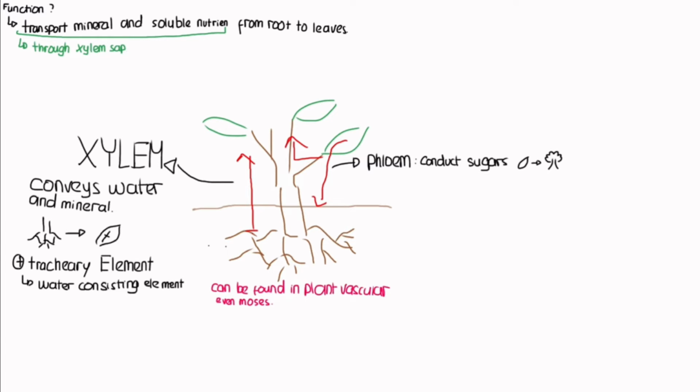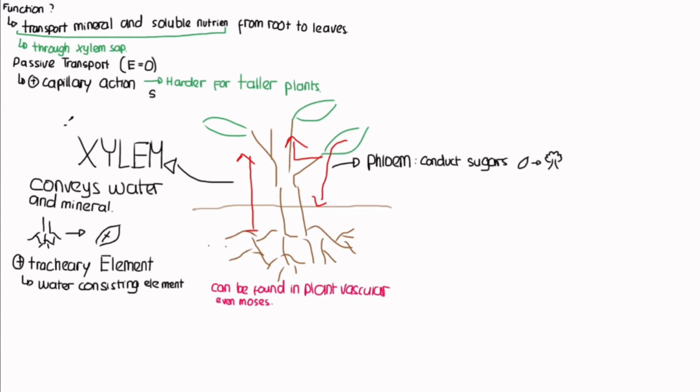These substances are transported through passive transport, so the process doesn't require energy. The phenomenon that allows xylem sap to flow upwards against gravity is called capillary action. It gets harder to work against gravity to transport materials as a plant grows taller. So, xylem sets an upper limit on the growth of tall trees.